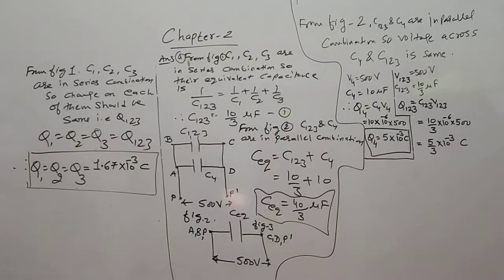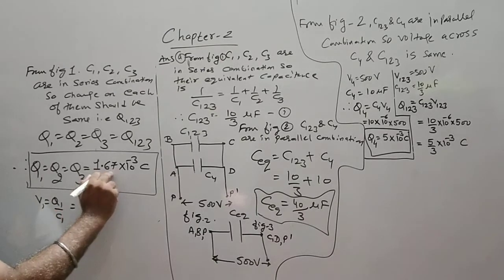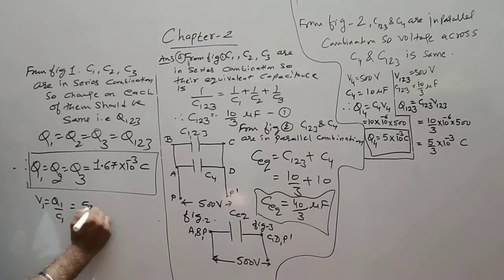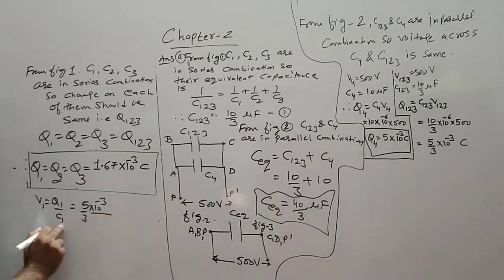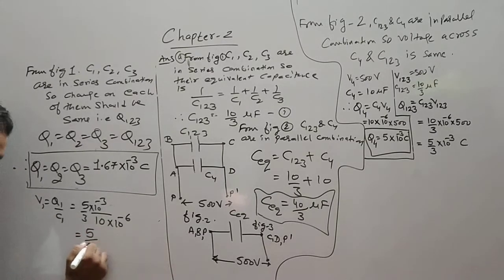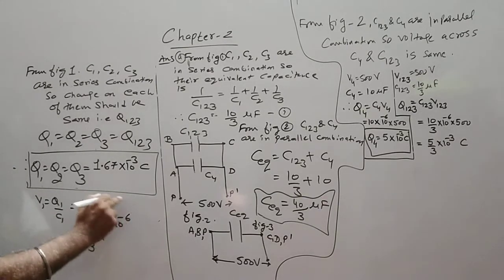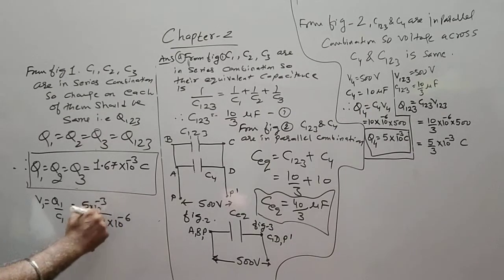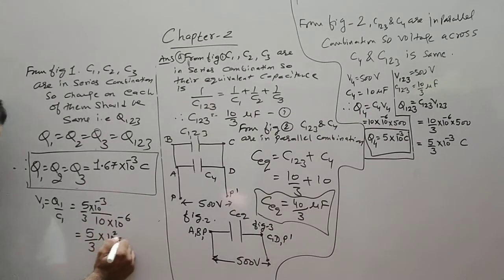And if we want to find out the voltage, you can individually find out the voltage. V1 is equal to Q1 by C1. If you want to check whether it is 500 by 3, let us check this. I am writing this as 5 by 3 into 10 raised to minus 3 divided by C1, which was 10 microfarad, so 10 into 10 raised to minus 6. So this becomes 5 upon 3 into 10 raised to minus 3 plus 6, that is plus 3, and 1 by 10, so 10 raised to 2. So see that this is 500 by 3 volt.